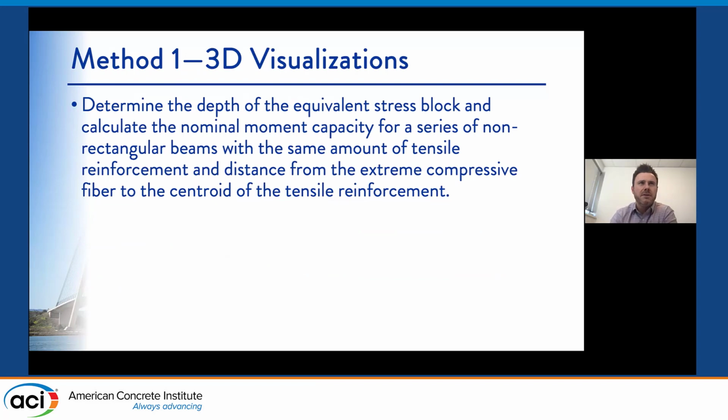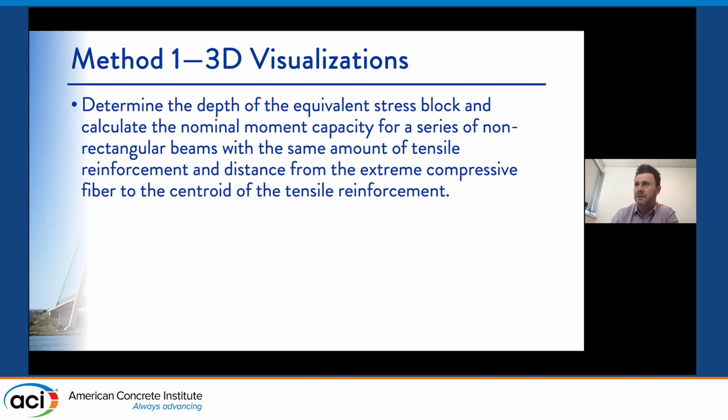The objective for this first one, looking at the 3D visualizations, is to determine the depth of the equivalent stress block and calculate the nominal moment capacity for a series of non-rectangular beams with the same amount of tensile reinforcement and distance from the extreme compressive fiber to the centroid of the tensile reinforcement. And the reason for that is so they can see the difference in behavior of beams. And so what I'm going to show you here is just a couple of examples of the way that I would present this in class.